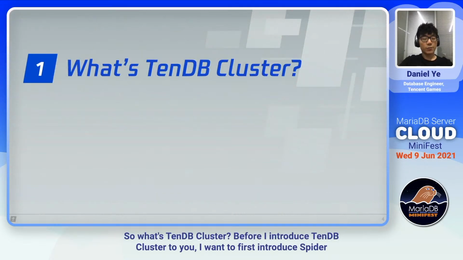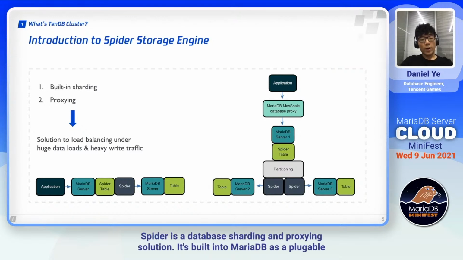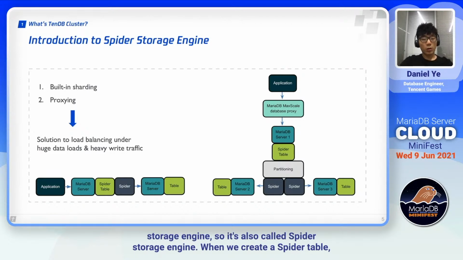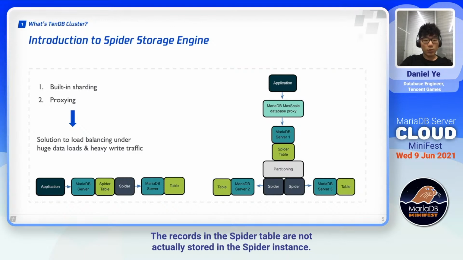So, what's TenDB cluster? Before I introduce TenDB cluster to you, I want to first introduce Spider in MariaDB, because it's the basis of our TenDB cluster's architecture. Spider is a database sharding and proxying solution. It's built into MariaDB as a pluggable storage engine, so it's also called Spider Storage Engine. When we create a Spider table, Spider will create table links to one or multiple remote servers, also known as backend data nodes. The records in the Spider table are not actually stored in the Spider instance. Instead, they're stored in the remote servers.